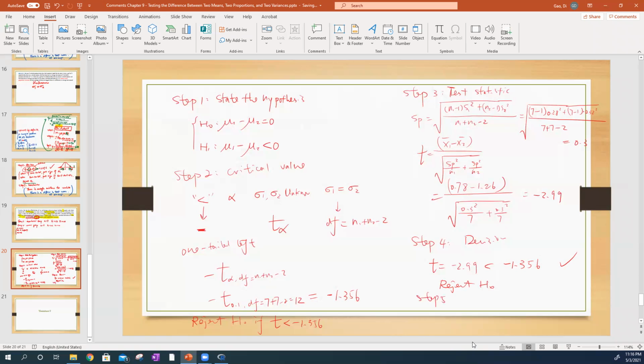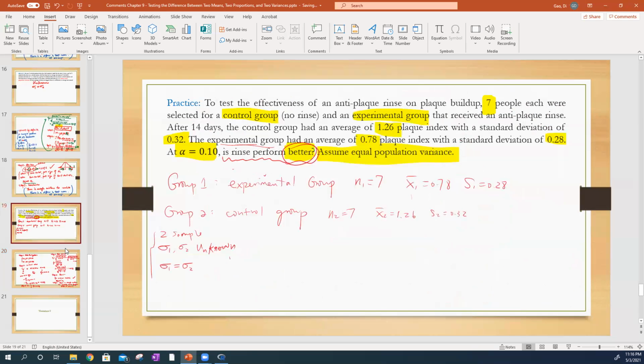And step 5. There is enough evidence to conclude the rinse performs better at alpha equals 0.1. That's our conclusion. Okay, then we finished the 5 steps for this practice problem.